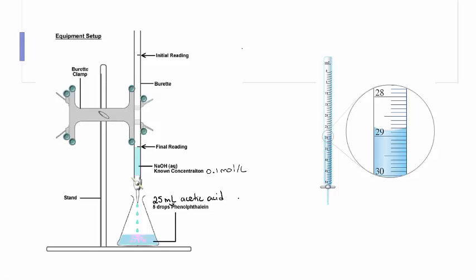So in this first example over here, we've got some acetic acid in a conical flask, and some sodium hydroxide is gradually added from a burette until the indicator phenolphthalein changes color from clear to pink. So basically, when the color changes, we know that we've added just the right amount of sodium hydroxide to completely neutralize the acetic acid. That's the idea behind the titration.